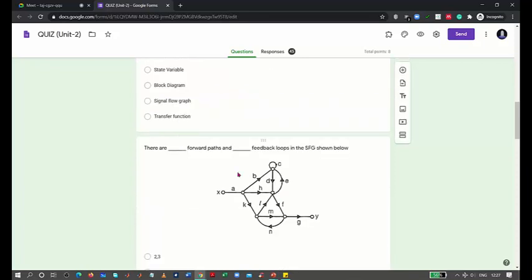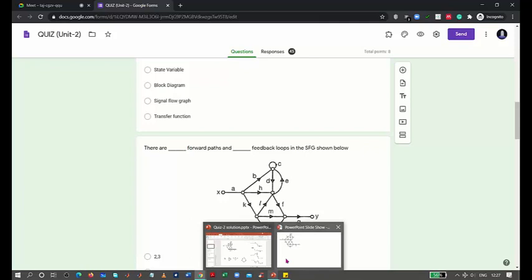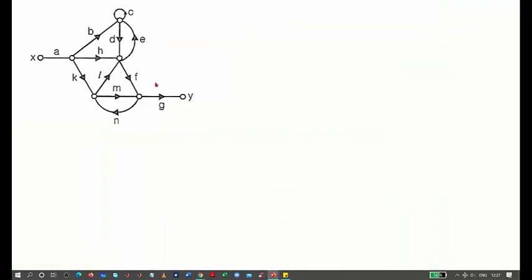In this particular question, it was asked to identify the forward paths, the number of forward paths, and the number of feedback loops. So if you see this, I guess most of the people, less than 50%, couldn't understand the loop. Most of the people have identified 6 loops here, but the correct answer is 4 forward paths and 4 loops.